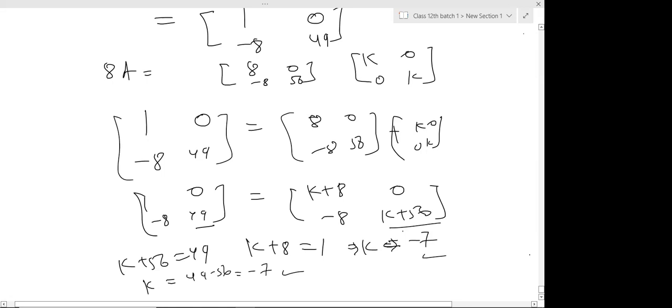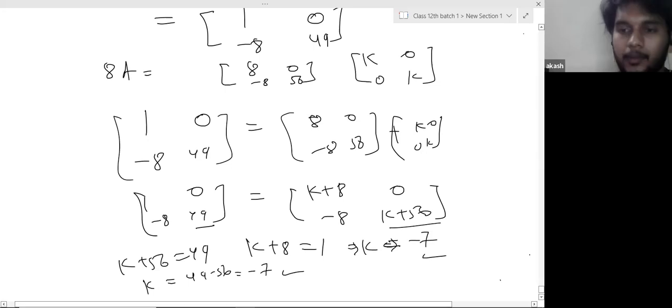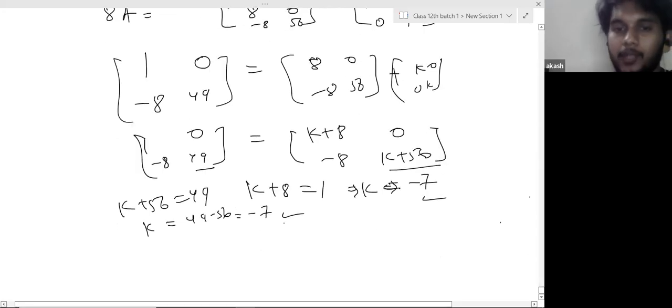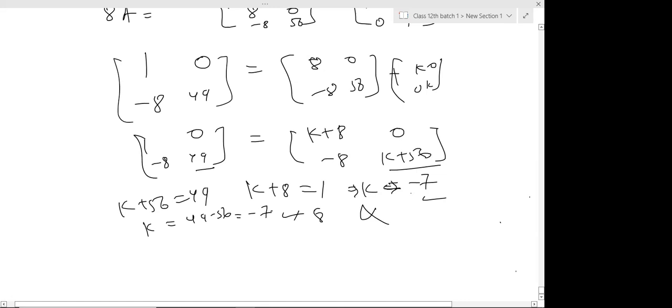Hamza? Yes, sir. All right. You can check the mistake. See, if we had different values for K here, suppose this was minus 7 and this was 8 or something, then we would say there is no value of K which satisfies this equation. All right. Yes, sir.